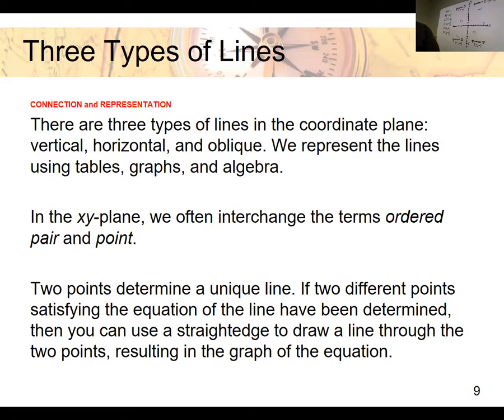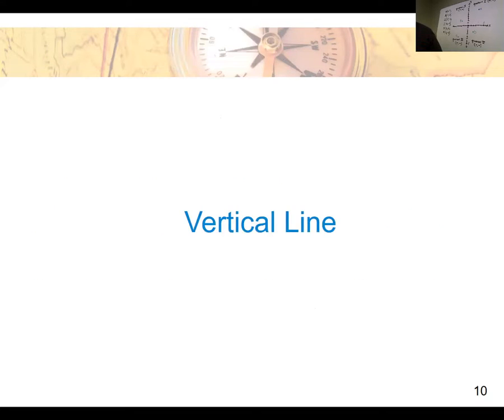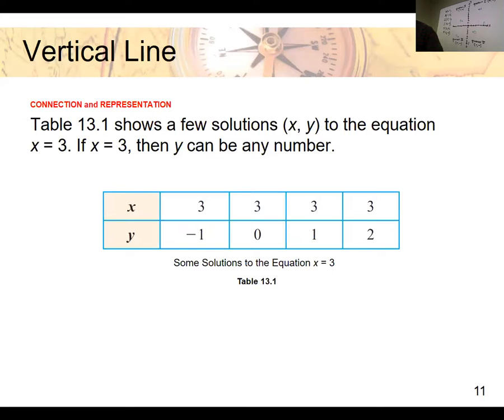And it takes 2 points to determine a unique line. If 2 different points satisfying the equation of the line have been determined, then you can use a straight edge to draw the line through the 2 points, resulting in the graph of the equation. So now first we'll talk about what a vertical line is and what it looks like.